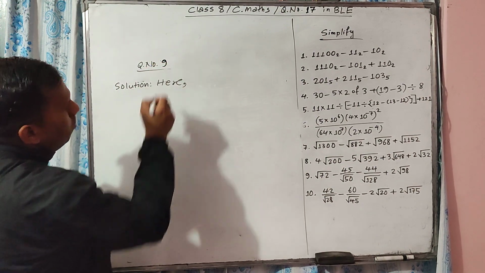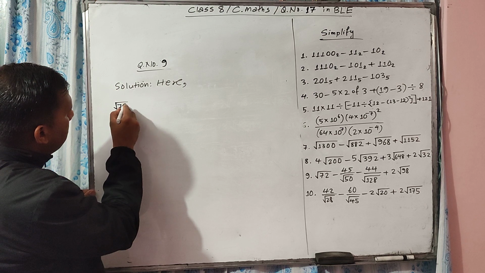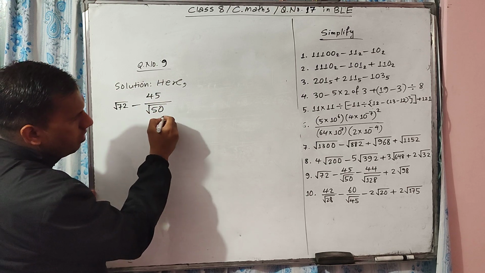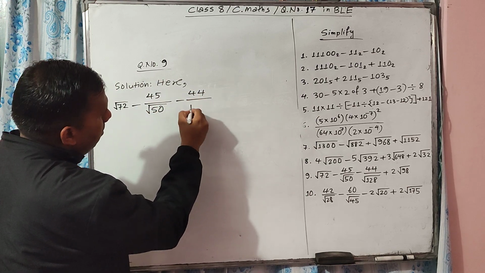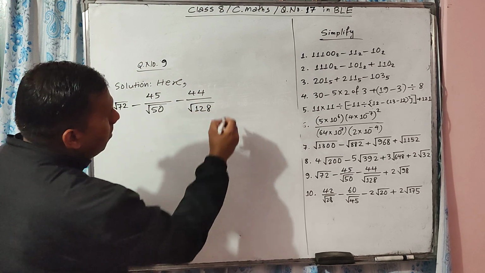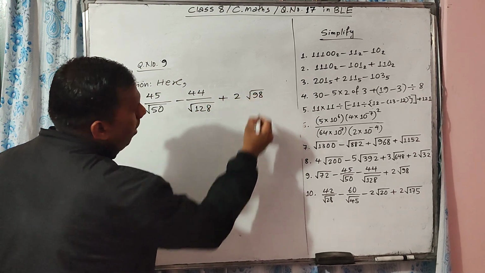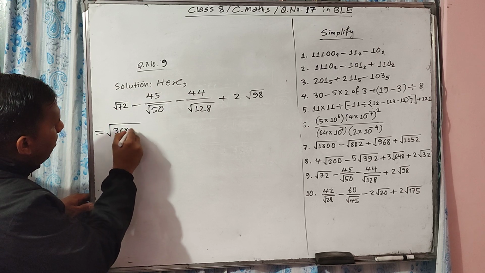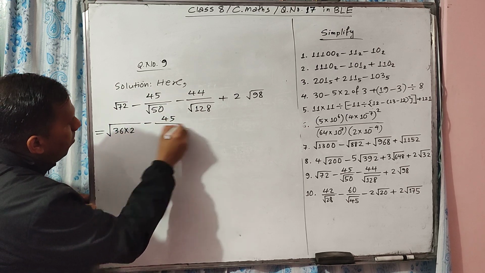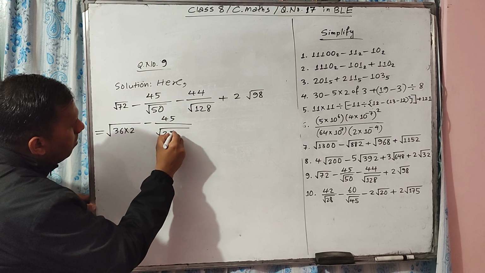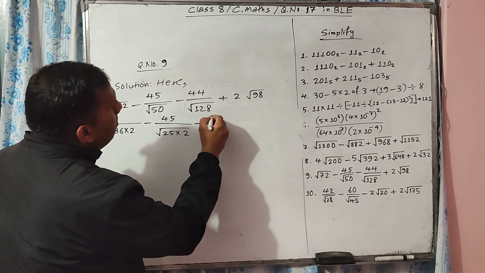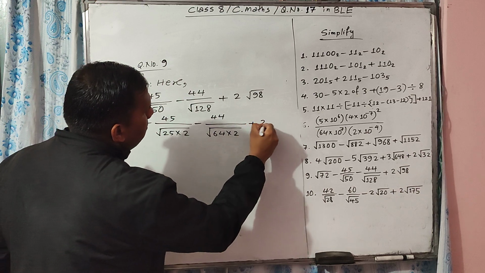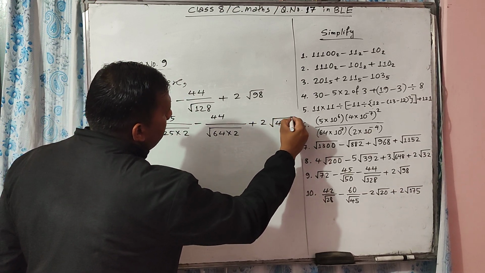Question number 9. Here we have square root of 72 minus 45 upon square root of 50 minus 44 upon square root of 128 plus 2 root 98. Now this is equal to square root of 36 times 2 minus 45 upon square root of 25 times 2 minus 44 upon square root of 64 times 2 plus 2 square root of 49 times 2.